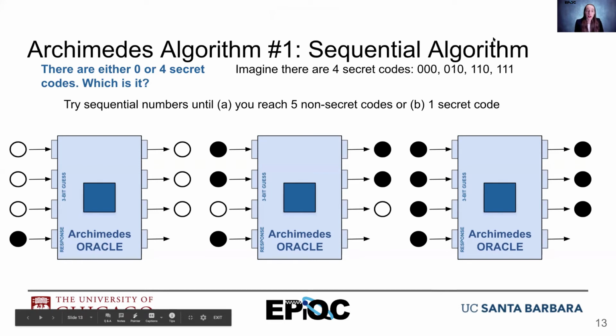Okay, so let's go through the algorithm. We just try randomly, or we can go in sequential order. It doesn't matter what we choose as the order. However, once we find 1 secret code, we know it's not 0 secret codes, so we know we've got 4 secret codes. The other way is that once we reach 5 non-secret codes, we know we can't have 4 secret codes. So I just test in any order I want, until I find 5 non-secret codes or 1 secret code.